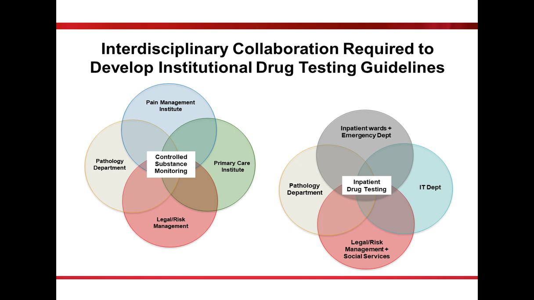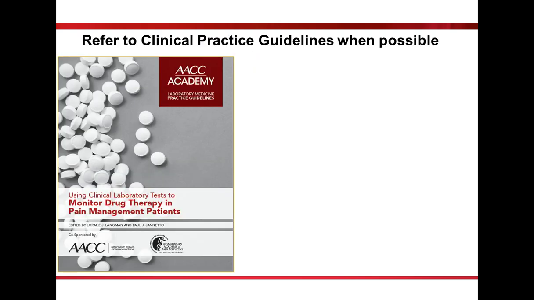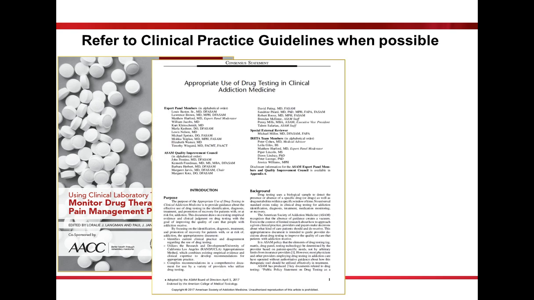So I strongly recommend interdisciplinary collaboration when defining your drug testing guidelines for your institution. I will say that we often refer to clinical practice guidelines when possible. If they were out there, we brought them to the table for discussion with the group. Some examples of guidelines that I've found helpful in my career: this one is Monitoring Drug Therapy in Pain Management Patients, co-sponsored by the American Association of Clinical Chemistry and the American Academy of Pain Medicine. This was particularly helpful in developing that opiate-opioid benzo panel.